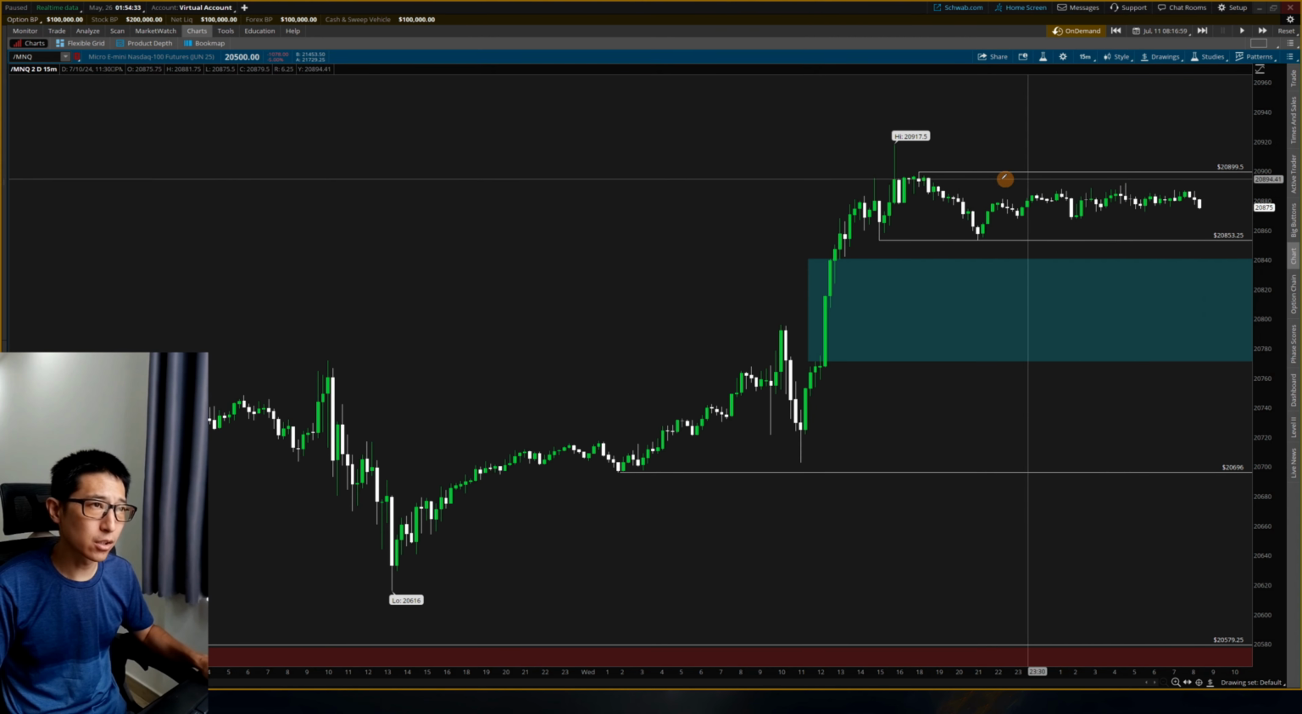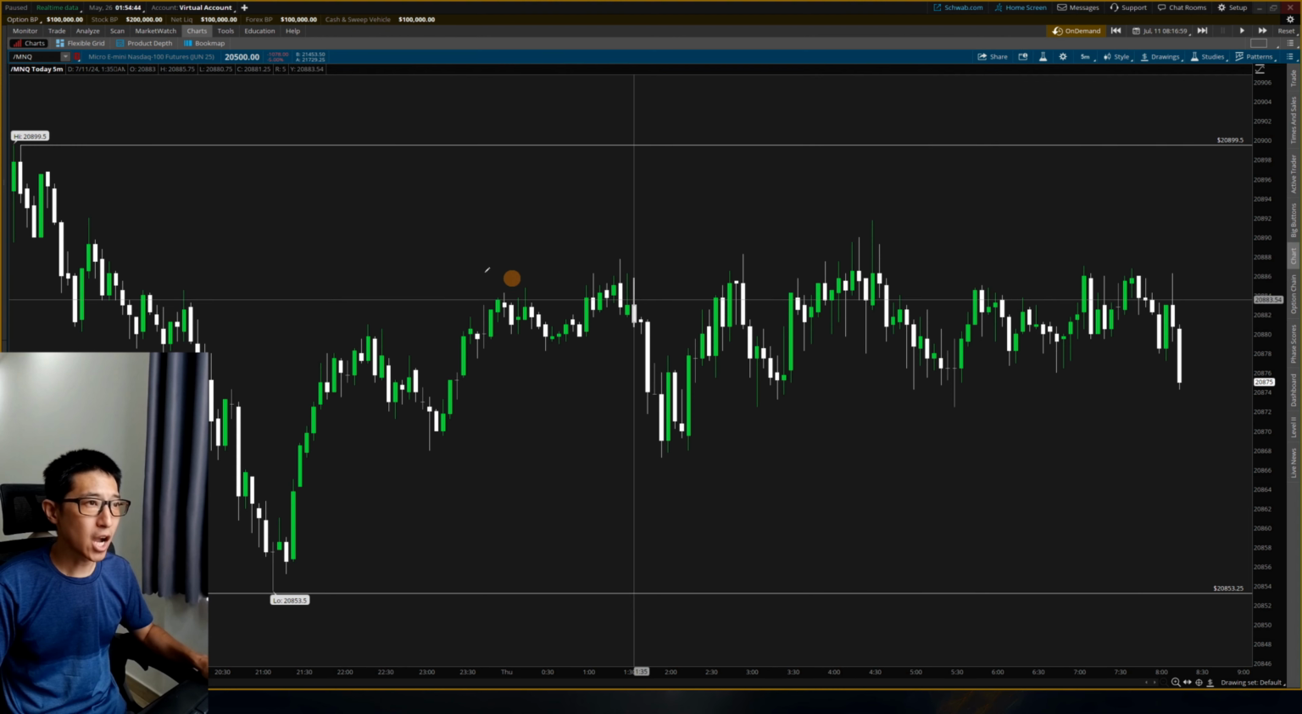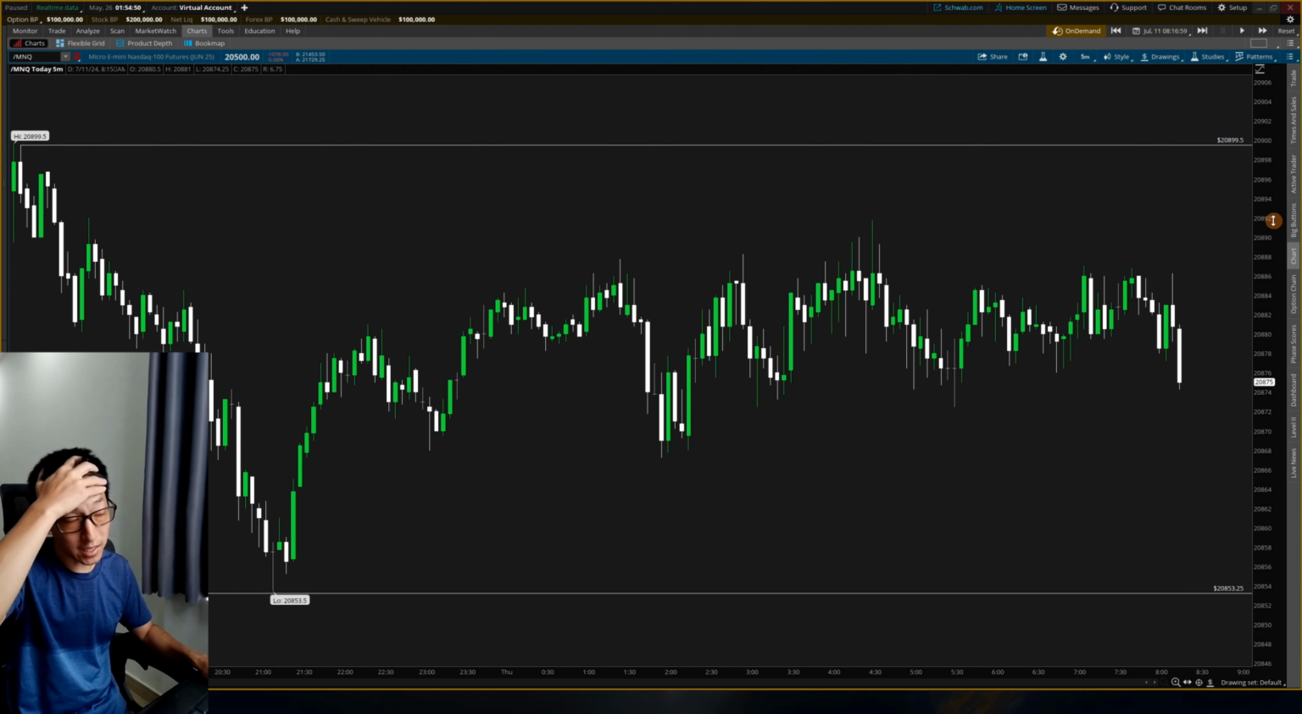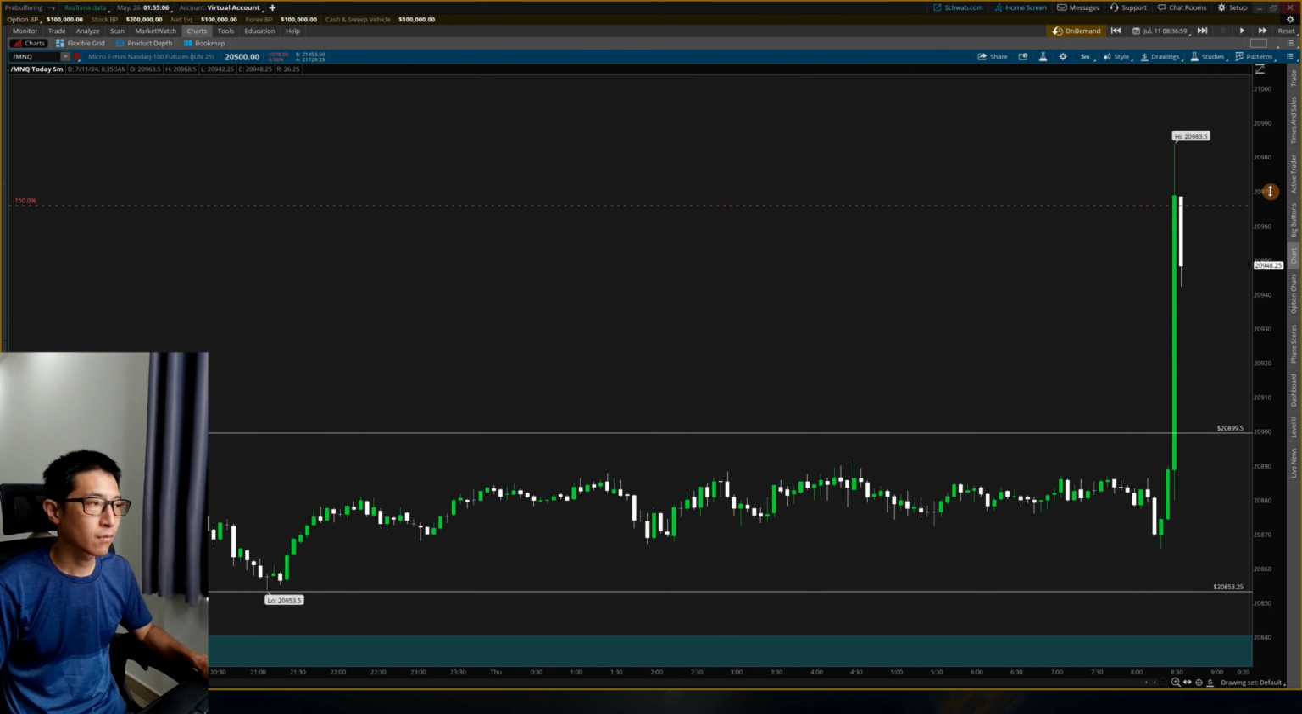And man, the 5-minute looks ugly with all this choppy up and down movement, but we'll see what happens at 8:30 and 9:30. Right now, I don't really have a bias. I'm kind of neutral, just trying to keep an open mind.